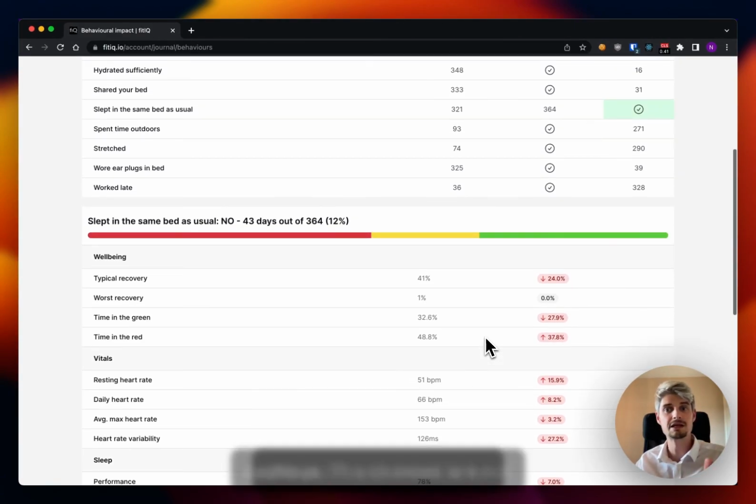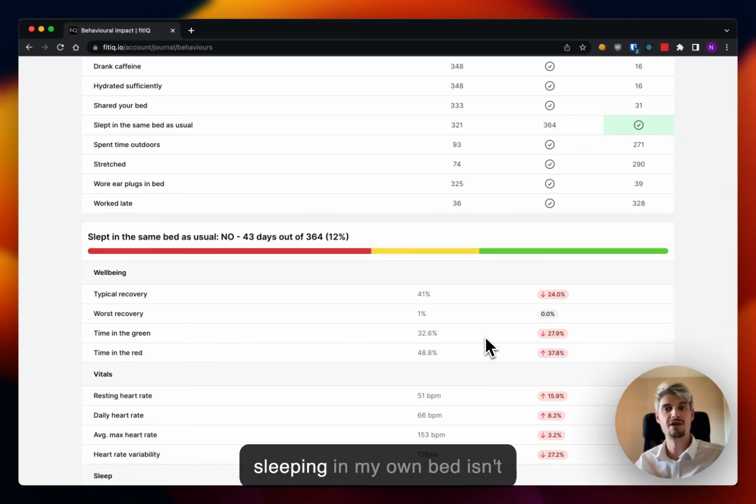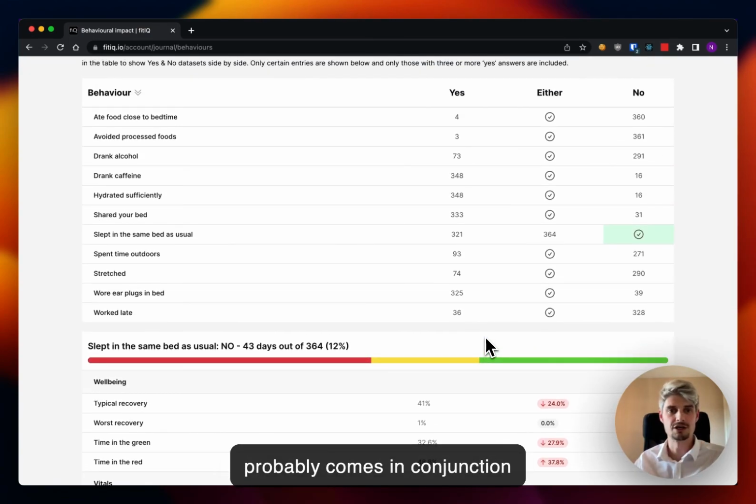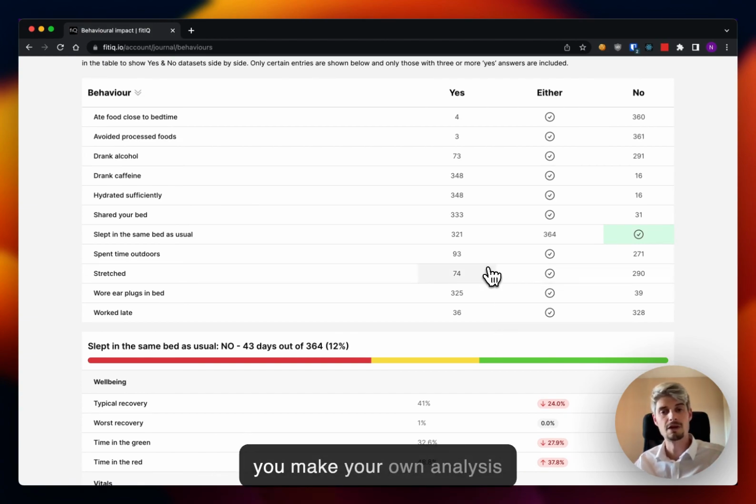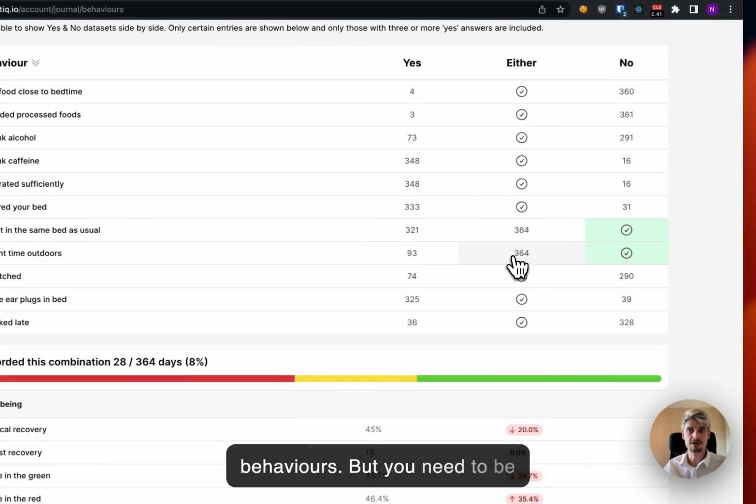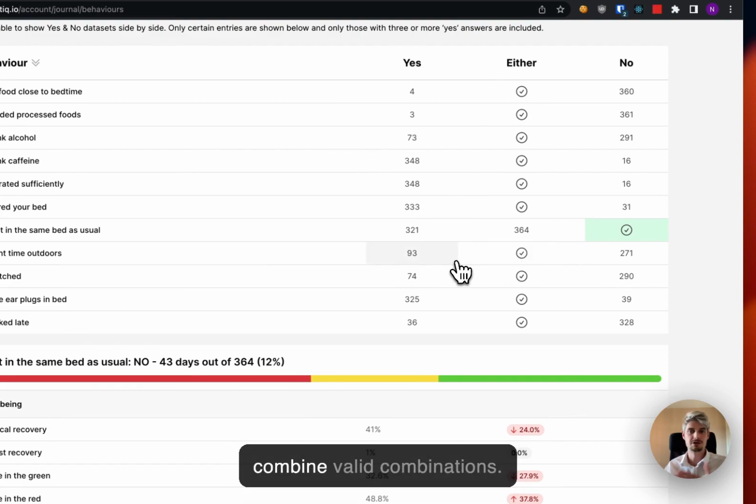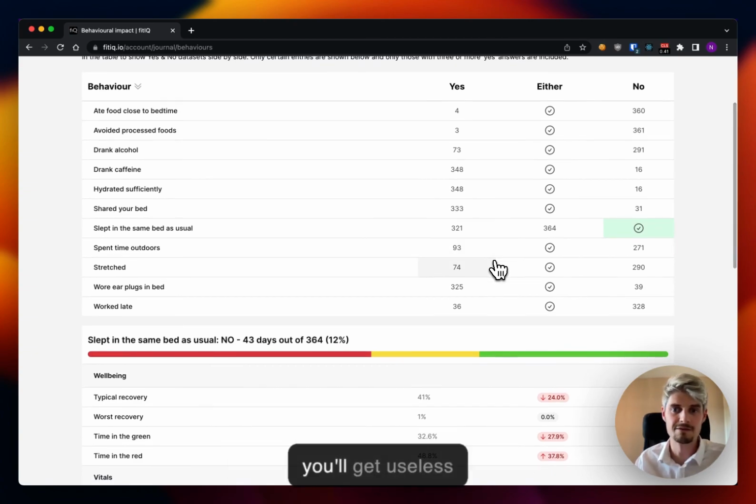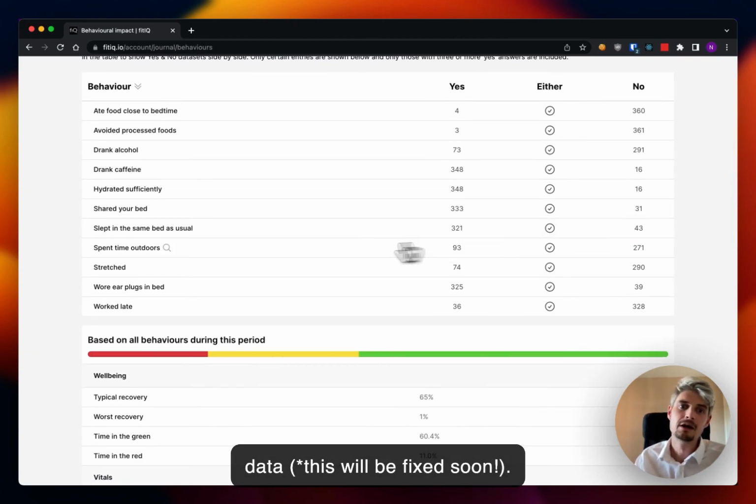Now at this point, you need to be cautious. The chances are not sleeping in my own bed isn't this bad for my health. It probably comes in conjunction with some other behaviours. As I said, fitIQ lets you make your own analysis and decisions about those things by combining certain behaviours, but you need to be cautious and make sure you combine valid combinations. It's perfectly possible to combine two things you never actually did together and then you'll get useless data.